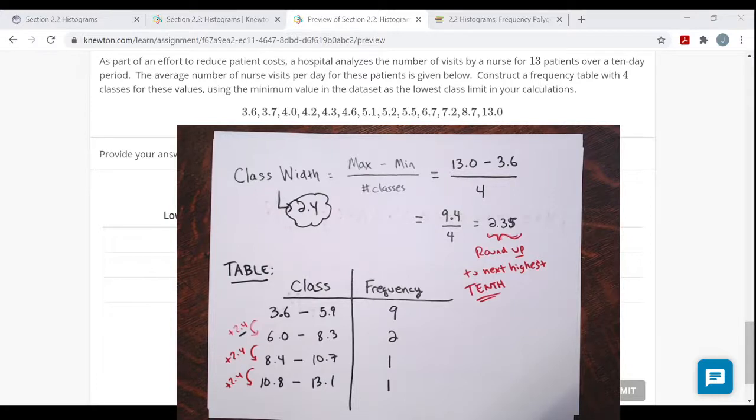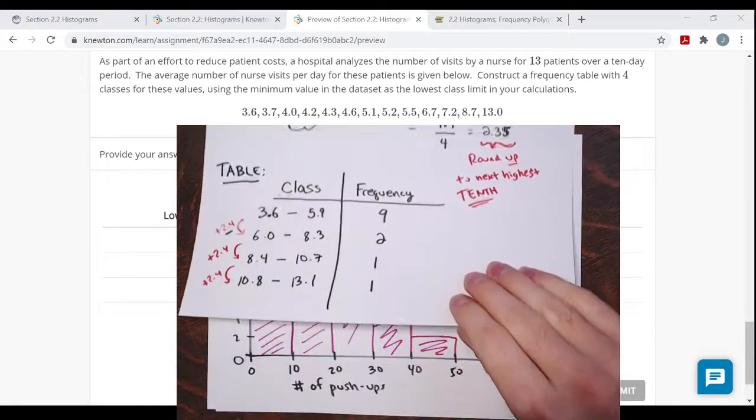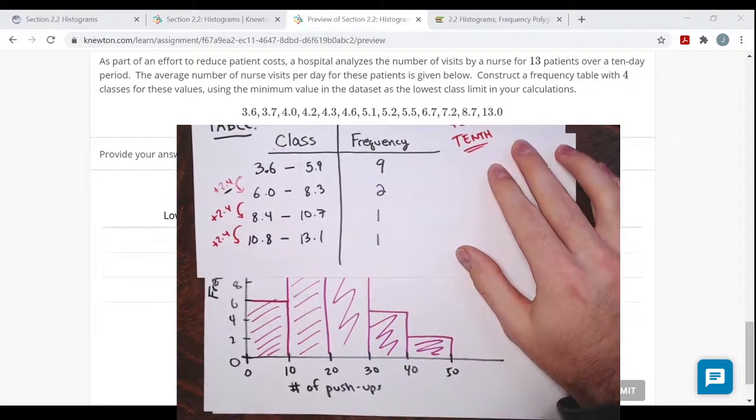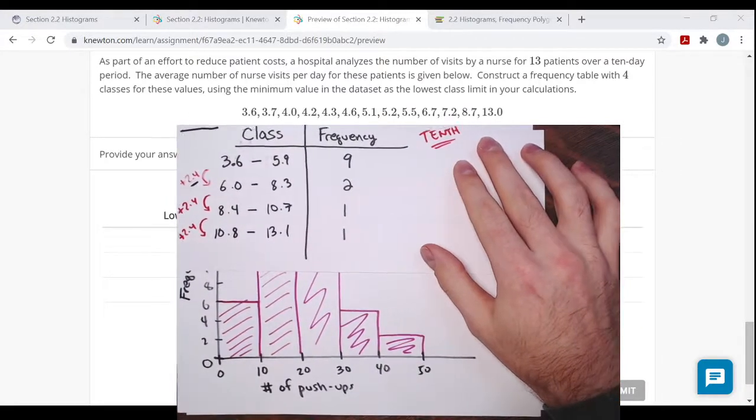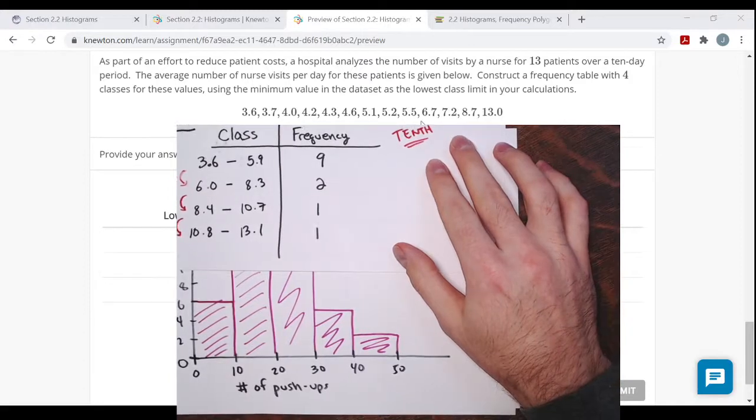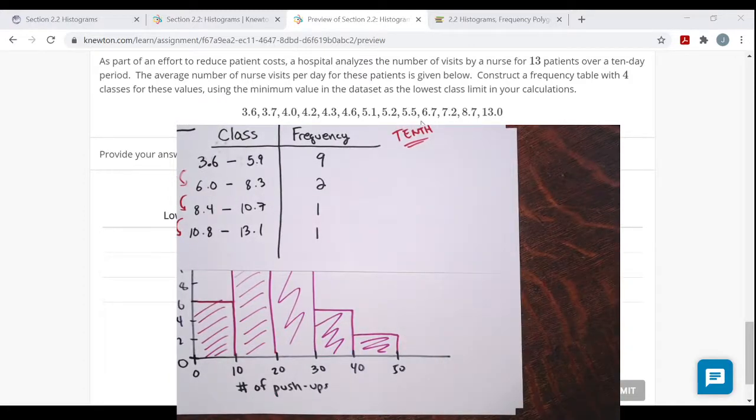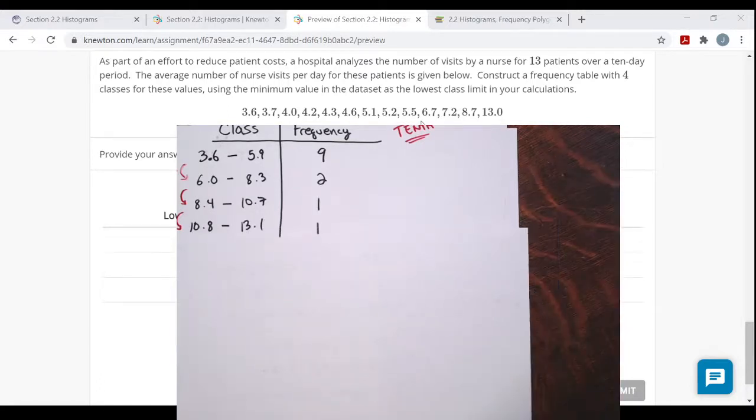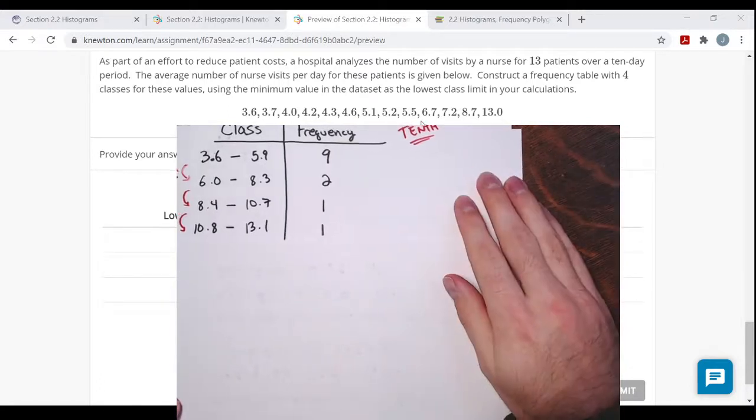And then you could take this and make a histogram, using this same set of data. So here's that table. Let me pull up another piece of paper here, and we could make a histogram using this table.